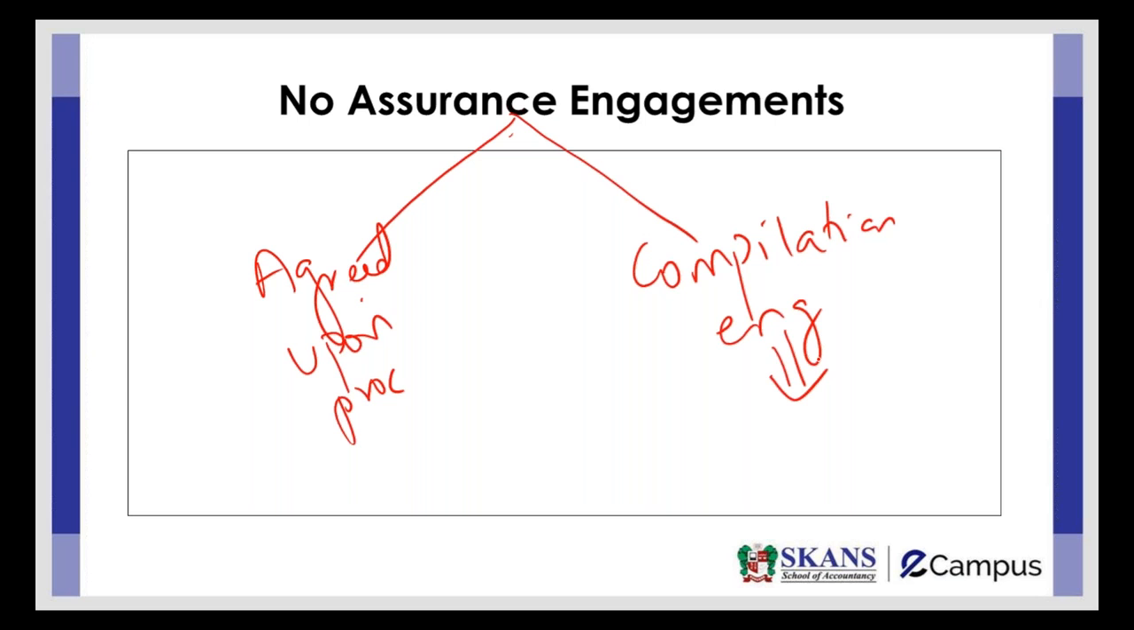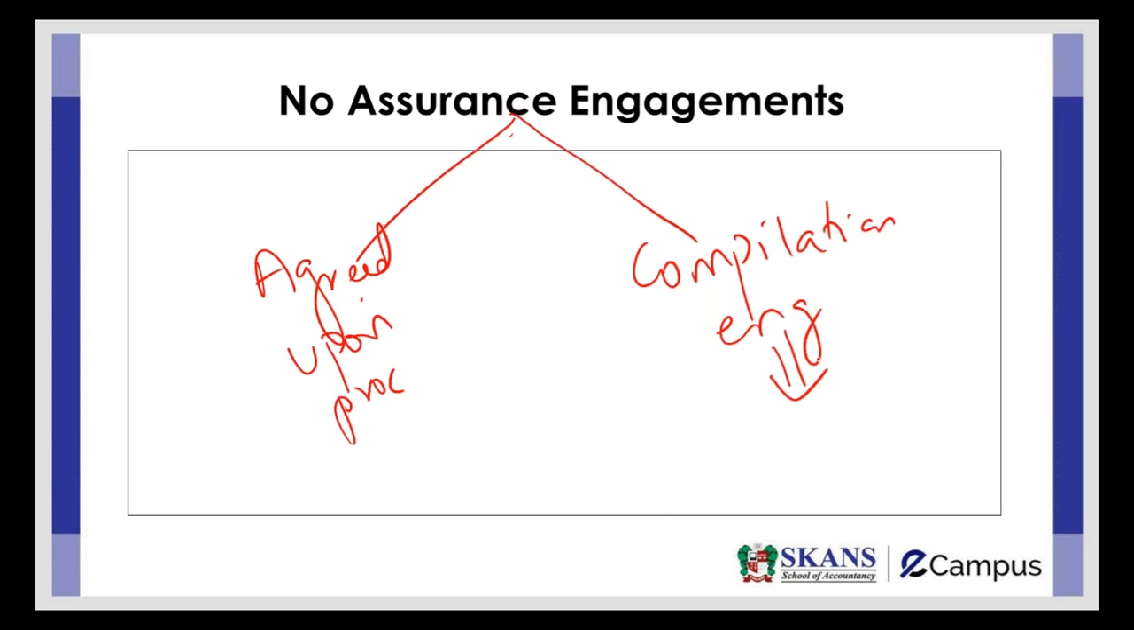So for example, I ask you to come into my office, sit, note down the waiting time for each customer, make a report and go back to your firm. I'm not asking for assurance. I'm asking you to perform a procedure that I've asked you to perform.